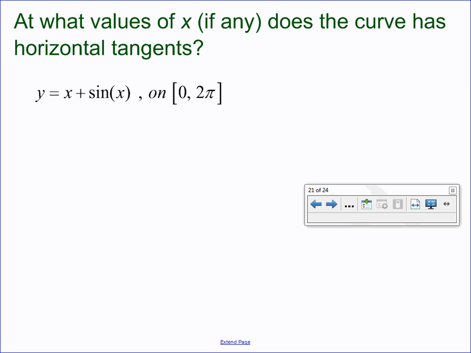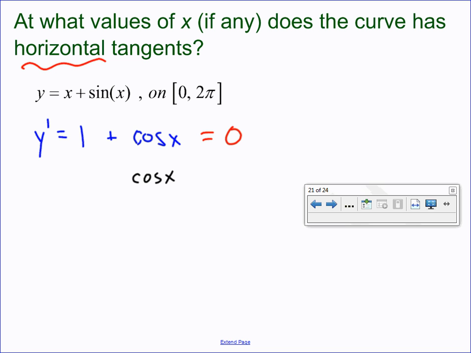All right, so we want to know again when our slope y prime equals 0, what's our y prime function going to be this time? What's y prime going to be this time? Courtney? 1 plus cosine of x. Thank you. And we want to know when this equals 0. So we'll go ahead and set equal to 0 and solve.